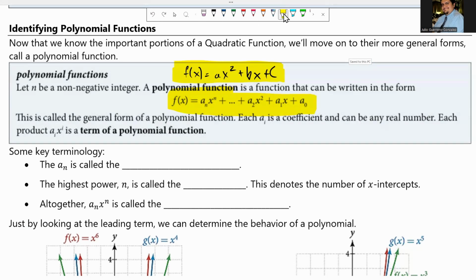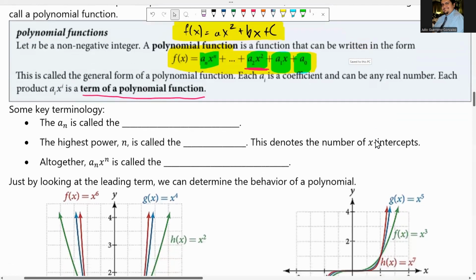Each one of these little pieces, right? So this piece, this piece, this piece, and so on. Each one of those is called a term of a polynomial function, right? So when we say the squared term, it's that one. When we say the eighth power term, we're looking for the one that's 8x to the eighth. All right. Now let's get into some key terminology and key info for a polynomial function, okay? I'm going to try to keep that on the screen, okay? The an is what we call the leading coefficient.